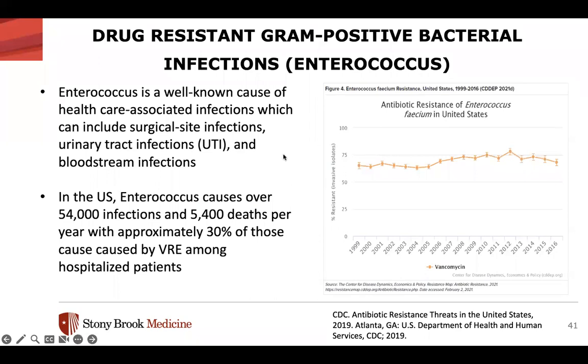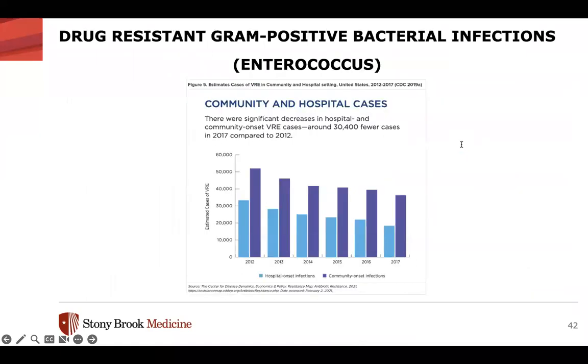If you look on the right side, it's showing antibiotic resistance of E. faecium in the United States. Antibiotic resistance of E. faecium in the US has been steadily around 75%. It's been very stagnant from 1999 to 2016. However, VRE cases have significantly decreased in the hospital and in the community in 2017 when compared to 2012. This graph is showing VRE cases and how there's been a decrease in both the community and hospital cases over the years.